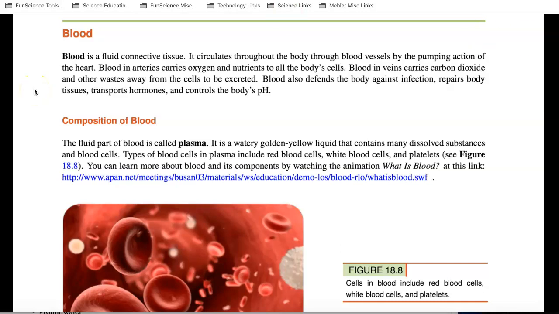The fluid part of the blood is called plasma. So the red blood cells, the white blood cells, the platelets, the watery substance, all of that combines together. It is a watery golden yellow liquid that contains many dissolved substances and blood cells.